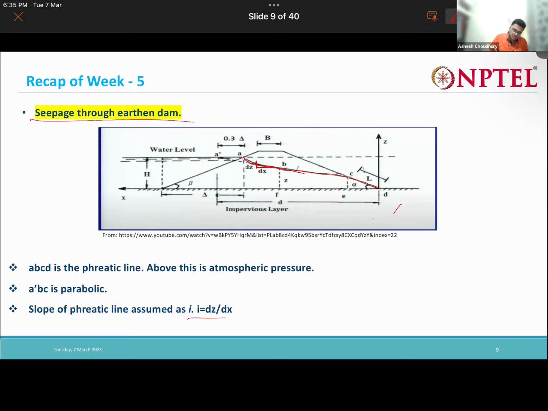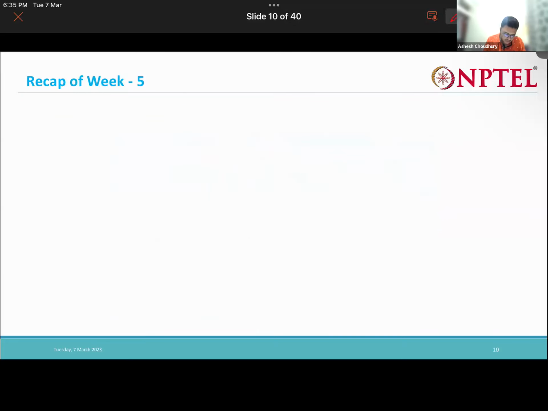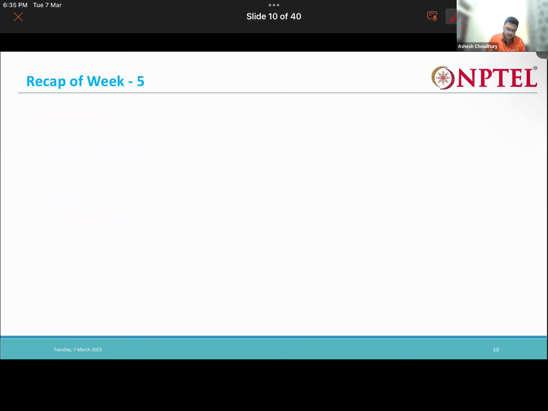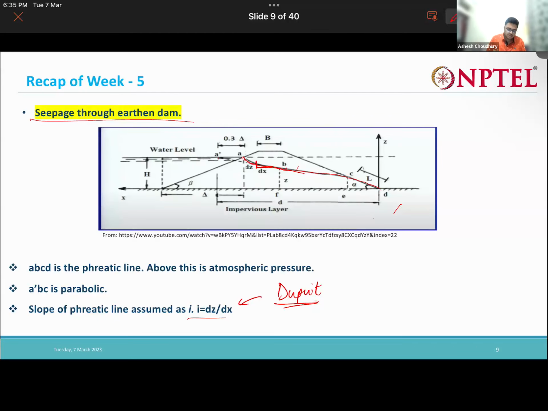Yeah, so this was actually given by Dupuit. Dupuit said that the hydraulic gradient is constant with depth, that is, it's given by i equals dz by dx. I won't go through the derivation, because the derivation was already done in the class.